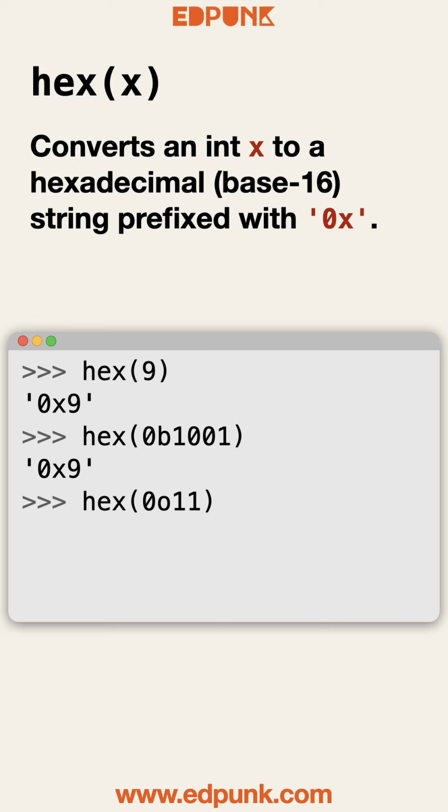Hex of 0o11 returns the string 0x9, which is the hexadecimal representation of 9 provided as an octal number. Hex of 0x9 returns the string 0x9 as the hexadecimal representation of a hexadecimal number is the same.